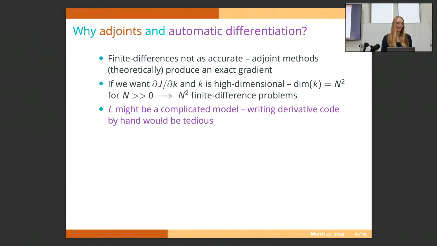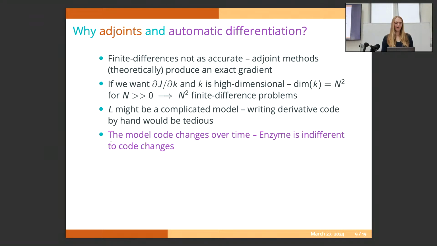Automatic differentiation is really nice for this because L might be a really complicated model. I don't really want to write my derivative code by hand, and this is not to say that you can't do it. There are actually people who write their derivative code by hand. I just prefer not to, and I let Enzyme generate derivative code. Also, automatic differentiation is nice because my model code might change over time. If I want to change something in my forward integration, then if I had written my derivative code by hand, I would theoretically need to think about all of the ways that this change in my code will change my derivative code. Enzyme is technically indifferent to model changes, so I don't need to worry about this.